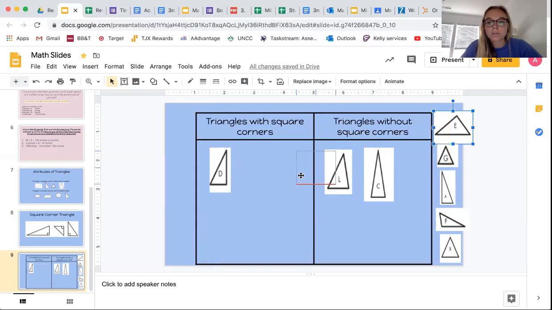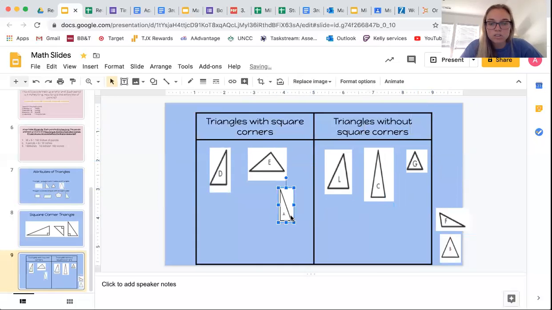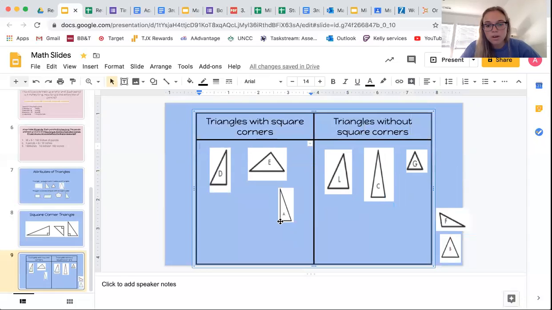E looks tricky, so you might have to flip it around, but it looks like this corner right above E would be a square corner, and we could know that it would be a perfect square. So it goes in our triangles with square corners. G, again, they all look much smaller than what a square would be, so it goes in triangles without. A is a little bit tricky, but it looks like it would fit right in our triangles with squares if we put a piece of paper in this bottom left corner, we would find that it was a perfect square.